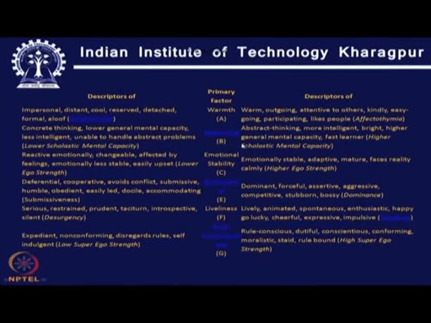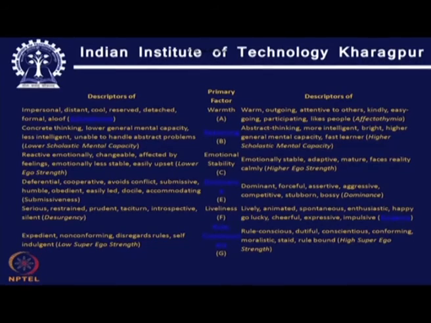When it comes to reasoning, on one side is concrete thinking, lower general mental capacity, less intelligent, unable to handle abstract problems, and the other side is abstract thinking, more intelligent, bright, higher general mental ability, fast learner. When it comes to emotional stability, on the left hand side we have reactive, emotionally changeable, affected by feelings, emotionally less stable, easily upset. Right hand side you have emotionally stable, adaptive, mature, faces reality calmly.